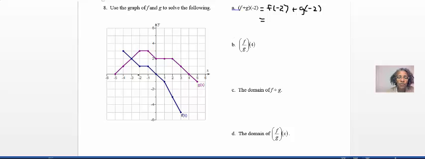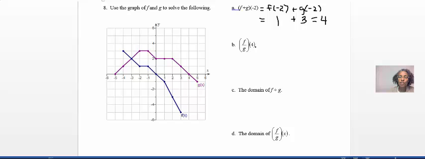So we have to look at the graph. We go to negative 2, and we see that f is positive 1 when x is negative 2 on the graph of f. So the y that has the x coordinate of negative 2 is 1 on the graph of f. The y that has an x of negative 2 on the graph of g is 3. So this result is 4. 1 plus 3 is 4.